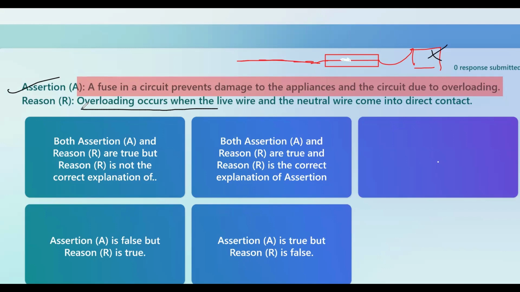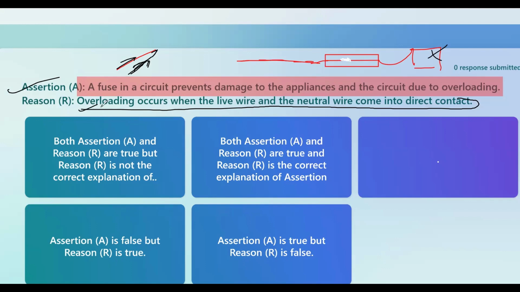Now the reason says overloading occurs when the live wire and the neutral wire come in contact. This is also true. When the live wire, which is generally of red insulation, and the neutral wire of black insulation come in direct contact because of poor insulation or any other cause of excessive heating, this is called overloading, because the current in the circuit abruptly increases and becomes very large, and that's why it's called overloading.